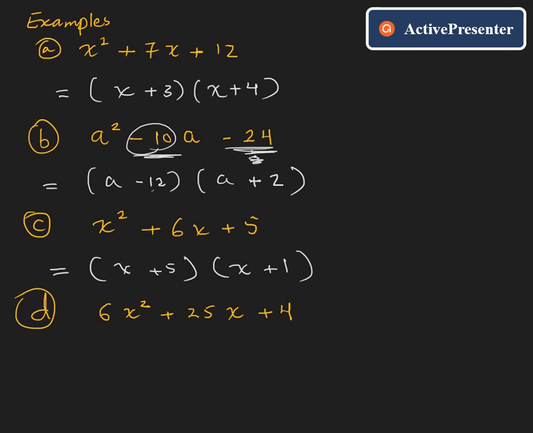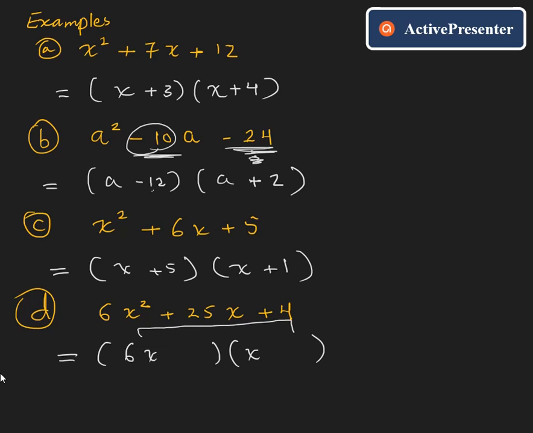Another question: 6x squared plus 25x plus 4. When you factor, of course, this is using the trial method. You will try as much as you can. However, you can recognize very quickly when you look carefully into the polynomial. Why is that? Because we want a middle term here.